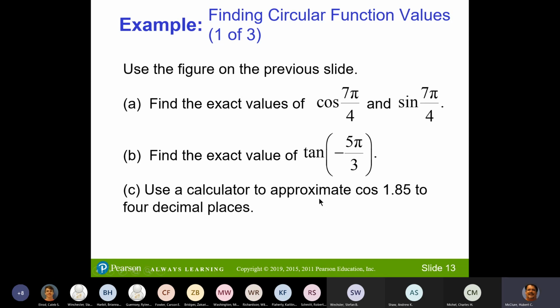And use a calculator to approximate cosine of 1 to 4 decimal places. Now, I'm not going to do that, but I think you should be able to do that. I think they want it in radian mode, so I think y'all can handle that.